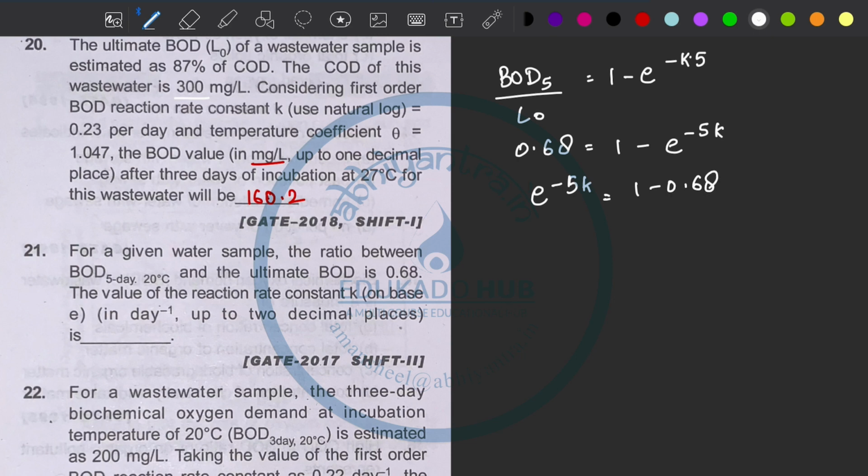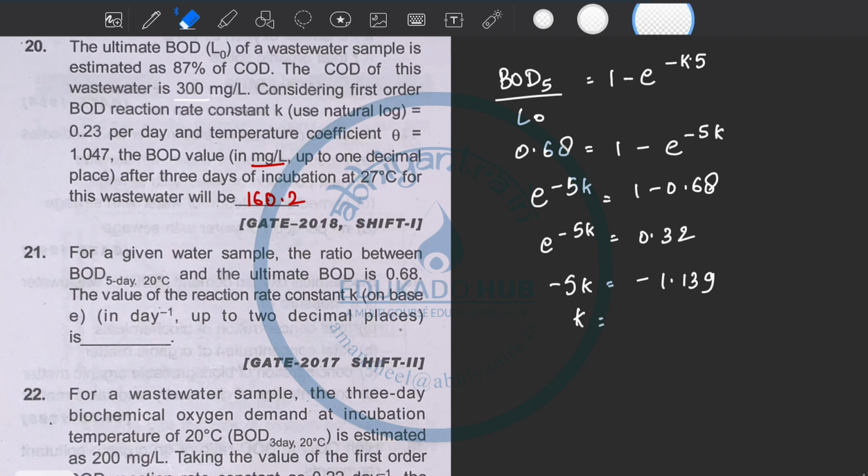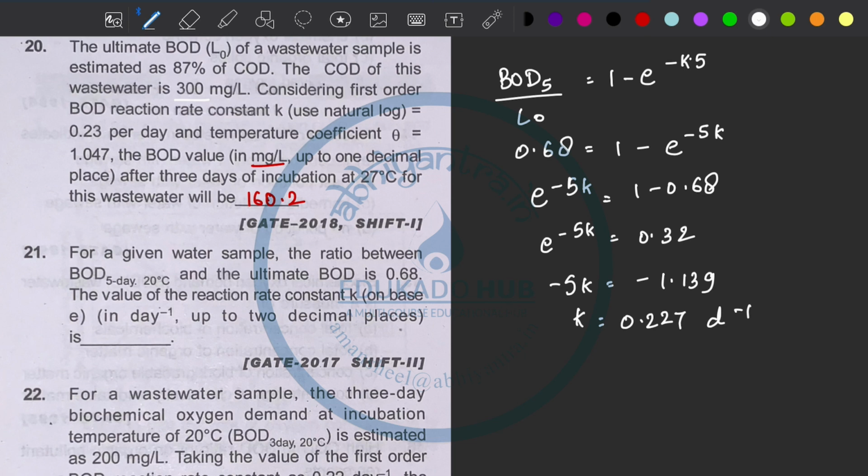This comes out to be 0.32. e to the power minus 5k is equal to 0.32. If we take log on both sides, minus 5k is equal to minus 1.139. So k is equal to 0.227 per day. I can say k is equal to 0.23. So the answer comes out to be 0.23, up to 2 decimal places.